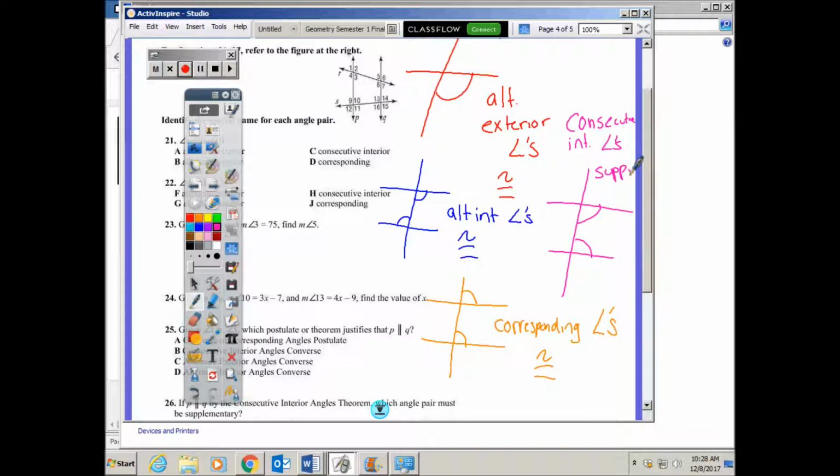And I would also make sure I have down whether they're congruent or supplementary. Because this whole chapter was kind of identifying what they were and then deciding, do you set them equal to each other? Or do you add them together to equal 180 degrees?